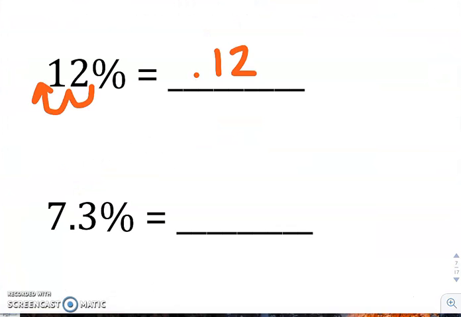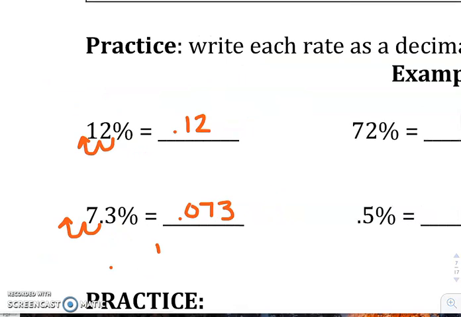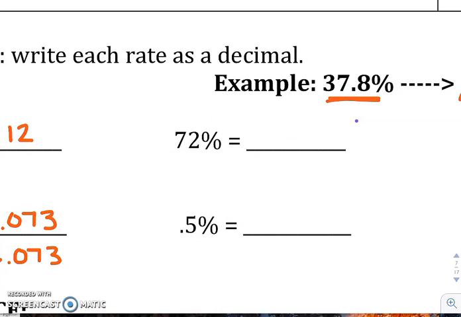So 7.3, 1, 2 spots, so that would be 0.073. So your rate would equal 0.073. 72% would be 0.72.